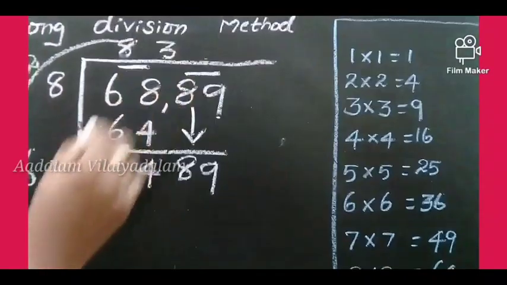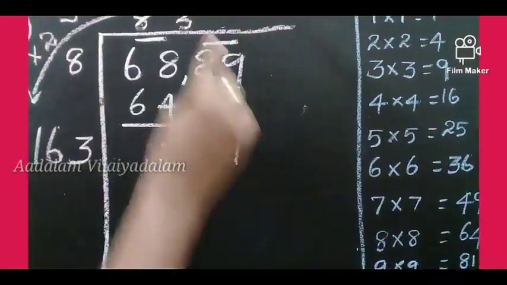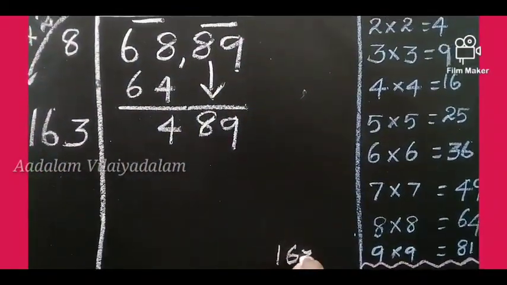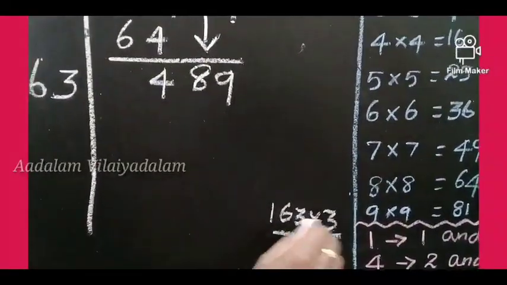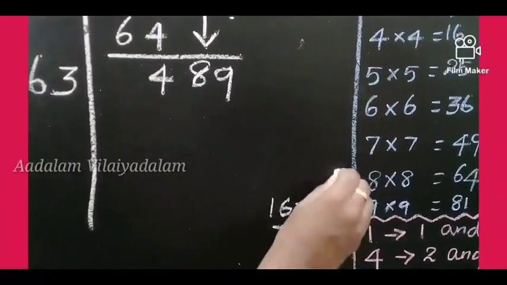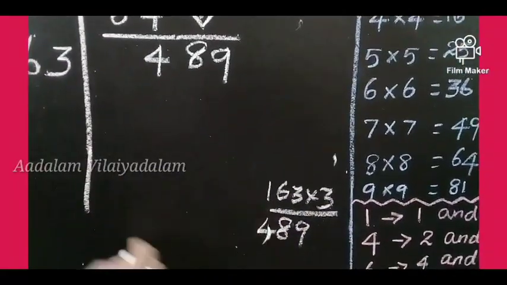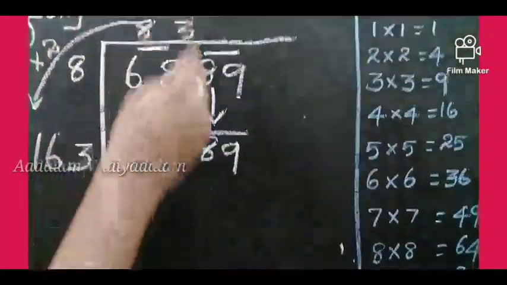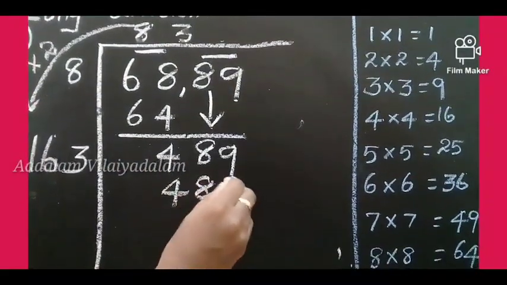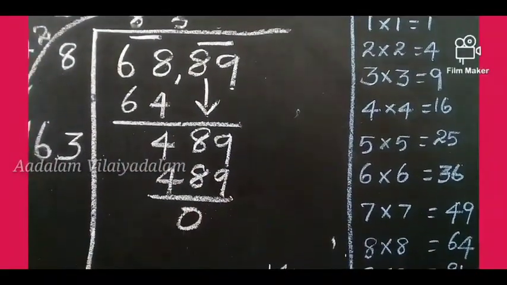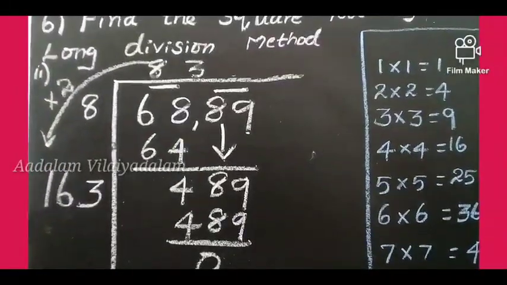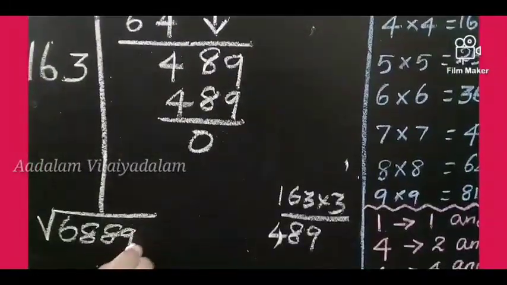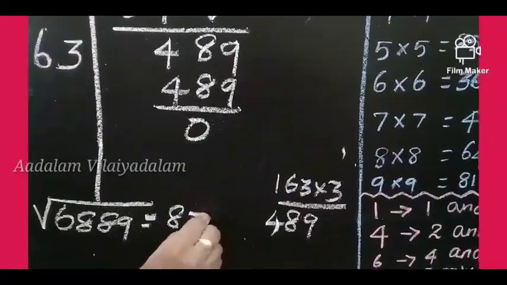Here also 3. So 163 into 3. What is the answer here? 163 into 3. So 3 3s are 9. 6 3s are 18. Balance 1. 3 1s are 3. So 489. So 163 into 3, the answer is 489. Therefore, the square root of 6889 equals 83 is the answer.